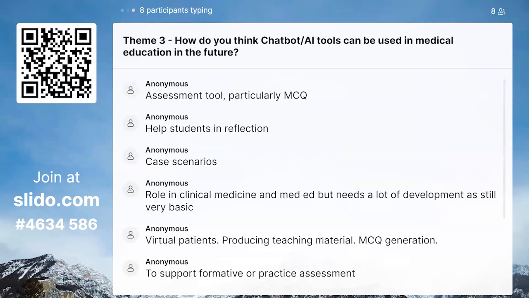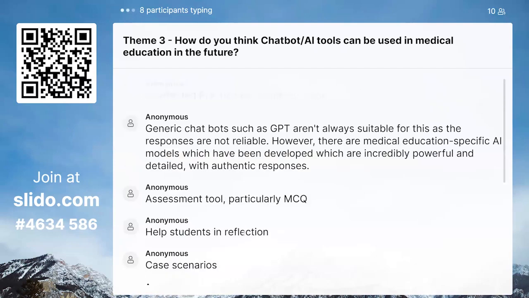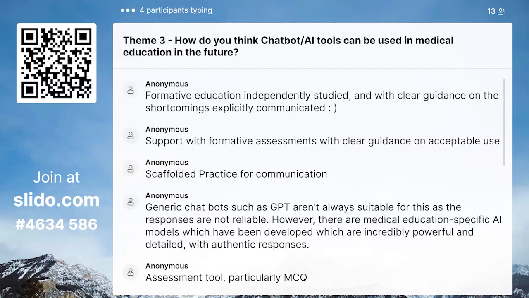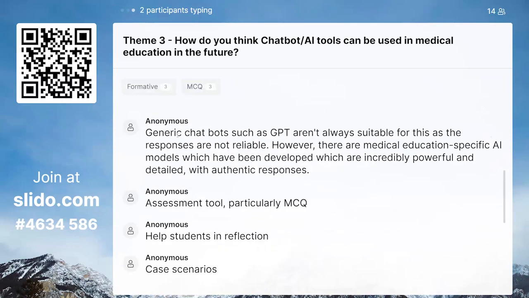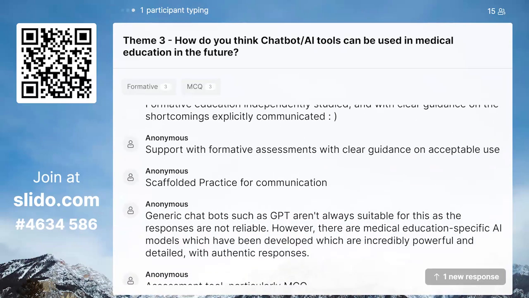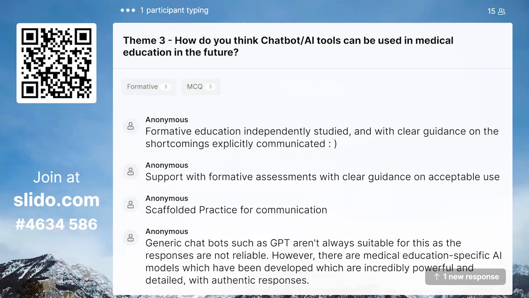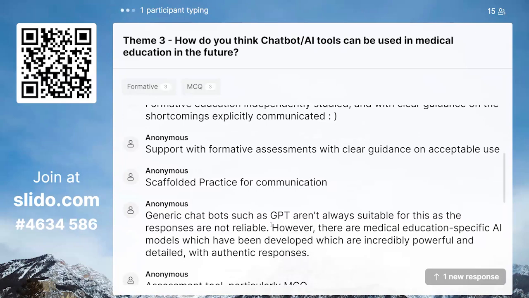And virtual patients producing teaching material, role in clinical med and MedEd needs development. Yes, we agree. Generic chatbots aren't always suitable for this, and responses are not reliable. And I think our students also agree with this point specifically. You need medical education specific AI models that not only need to be developed, but also need to be tested by students and tested by faculty as well, to ensure that they're giving the right education or actually meeting the right learning objectives on the curriculum.